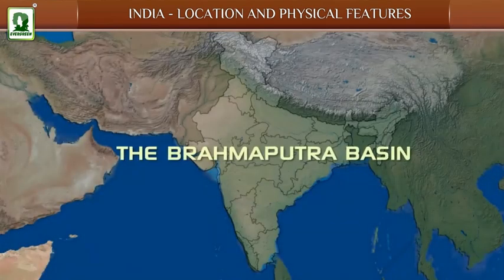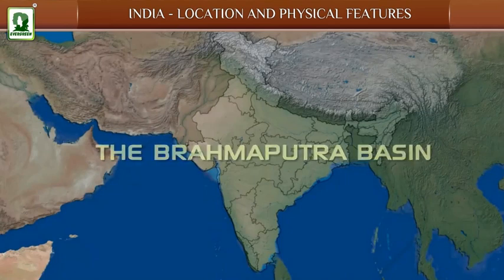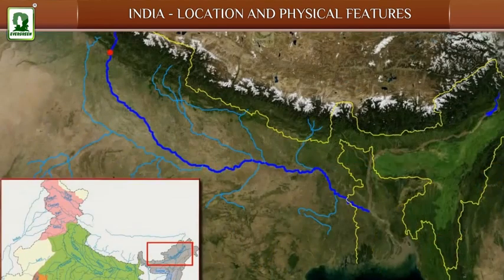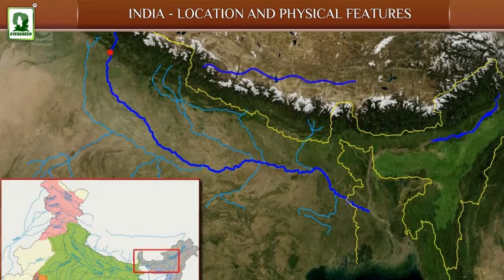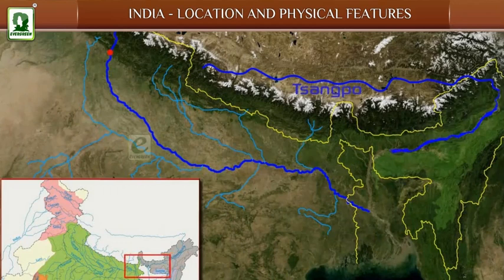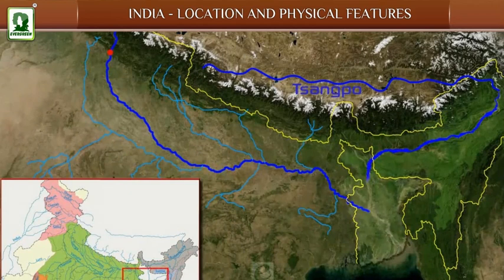The Brahmaputra Basin. The Brahmaputra Basin in Assam is drained by river Brahmaputra and its tributaries. The Brahmaputra originates in Tibet, where it is called Tsangpo. It enters India in Arunachal Pradesh. It flows through Assam and enters Bangladesh. In Bangladesh, it joins Ganga. These two rivers together form the Sundarbans Delta, which is the largest delta in the world.